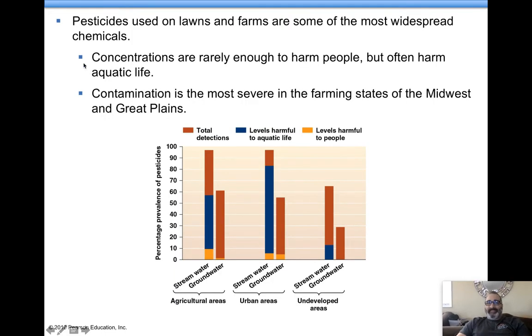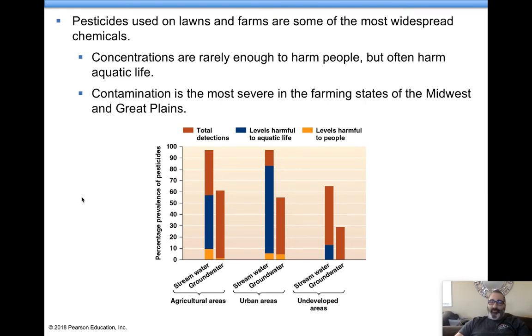Common one, pesticides. There have been a lot of recent studies regarding pesticides, and one common one would be Monsanto's pesticide called Roundup. We had an earlier chapter where we talked about Roundup Ready crops. Roundup is now linked to cancer, basically, different kinds of cancers. It's a very commonly used pesticide.